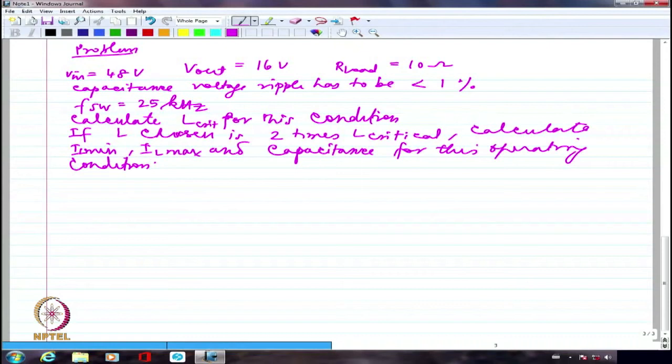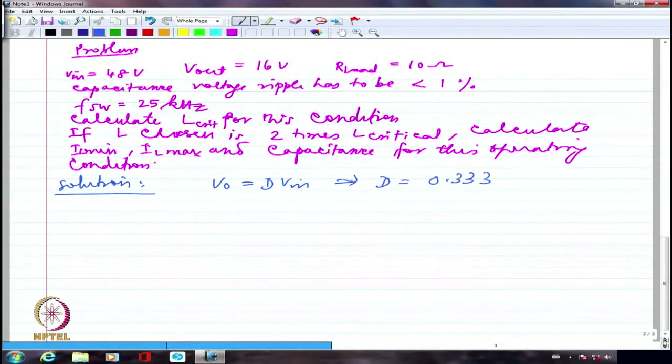So, let us try to work this out. First of all, you can definitely calculate what is the duty ratio, because V naught equal to D times V in. So, this is 16 divided by 48. So, D is 0.333, 1/3. Right?